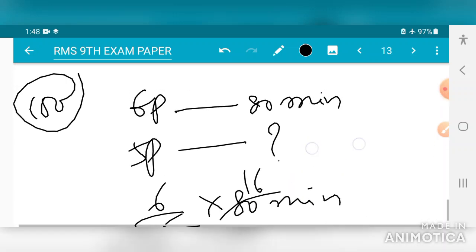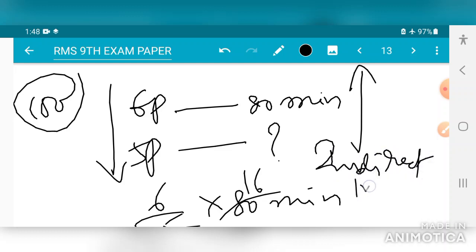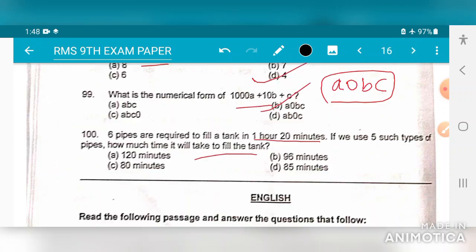Here 6 pipes is less and here more time is taken. This is called indirect variation. In time and work, it is always indirect variation. So the answer is 96 minutes. So the last question's answer is 96 minutes. This is the end of the mathematics solution.